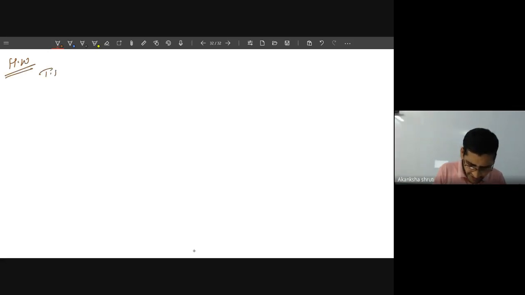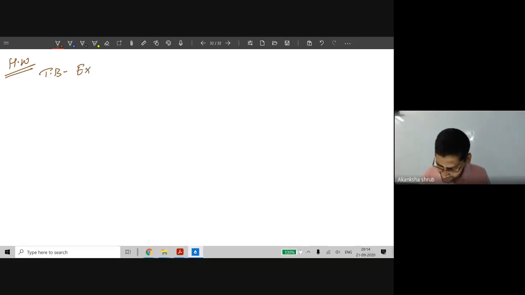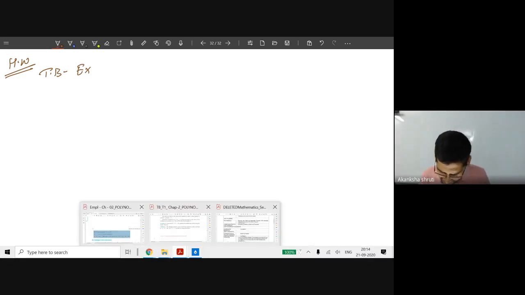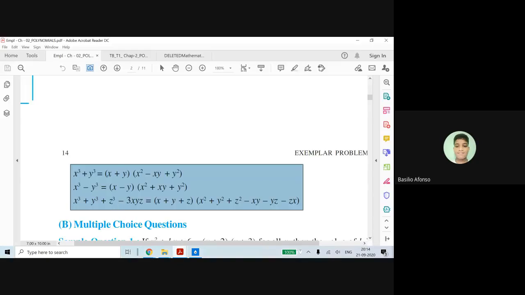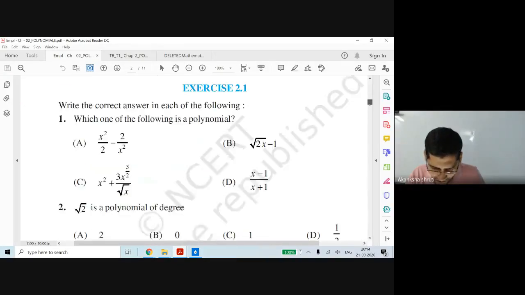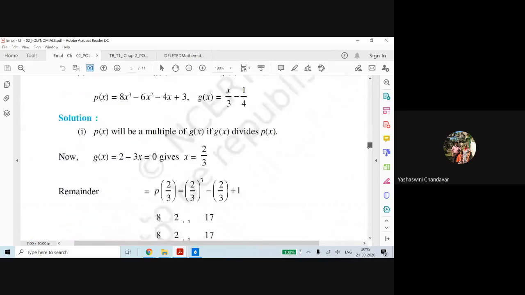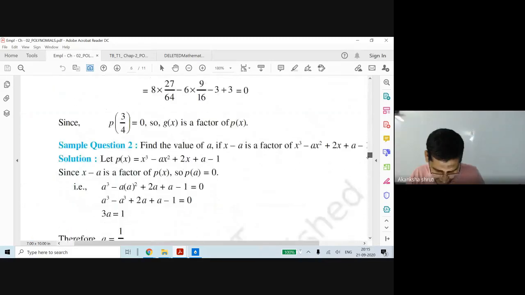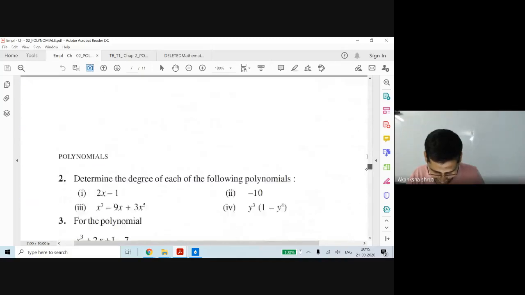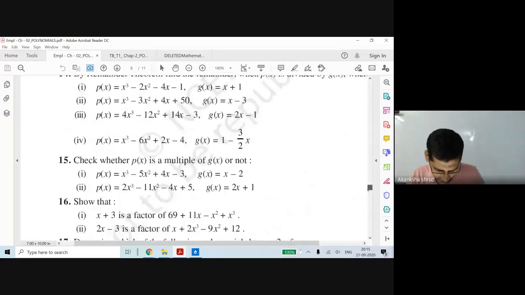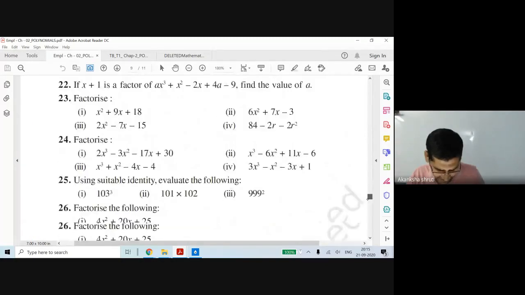Students, in your textbook, exercise number 2.3. I think all those questions we cannot do. 2.4. The other identities I will explain a bit more, then you have to apply. So let me give some questions from the exemplar and other places.